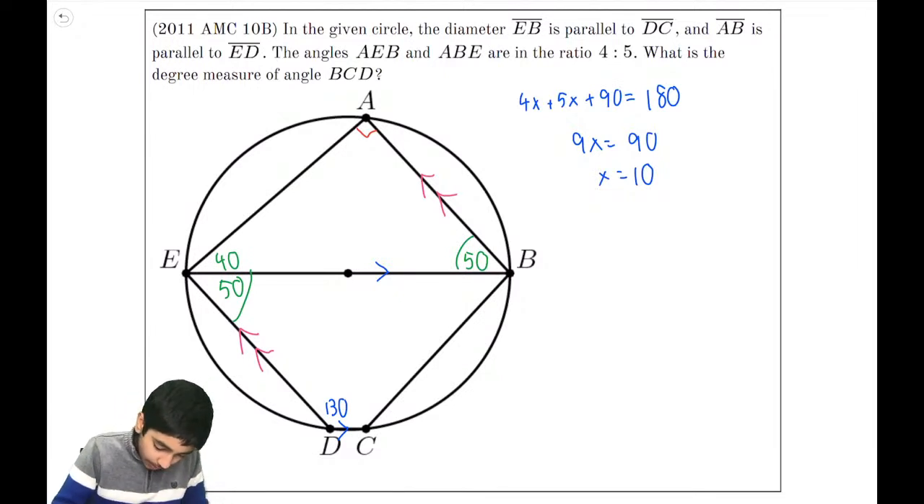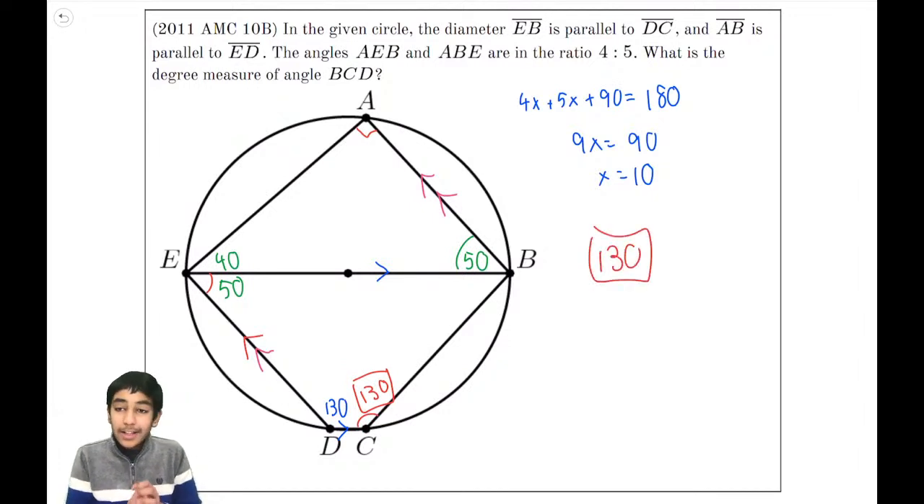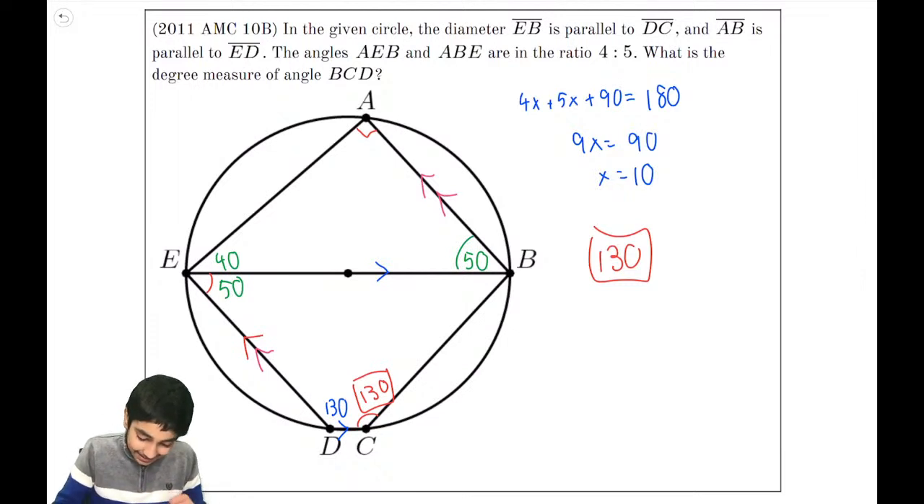Because now that we know this quadrilateral is cyclic, what can we do? Well, from here it's actually pretty straightforward. If this is 50, this has to be 130. That's the answer.